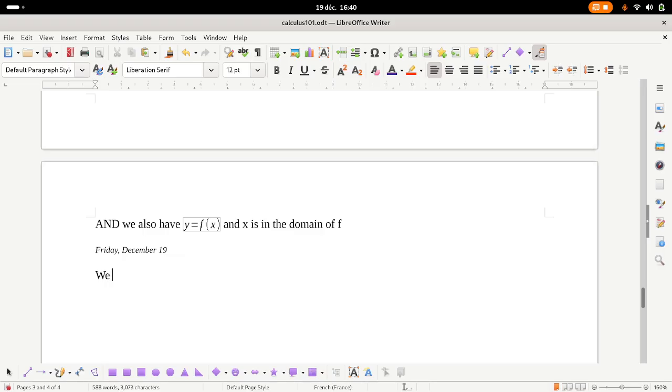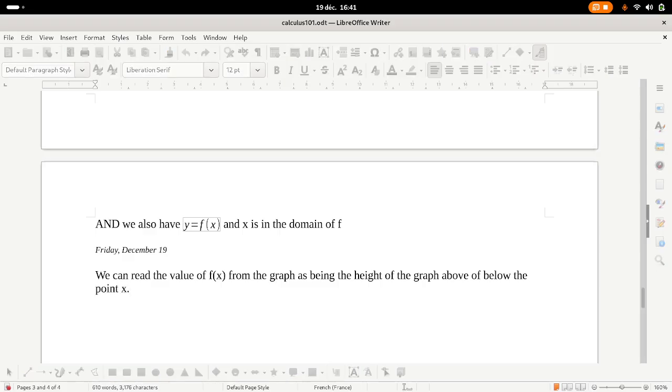We can read the value of f(x) from the graph as being the height of the graph above or below the point x. Seems a little bit abstract, but we'll see that with an example.